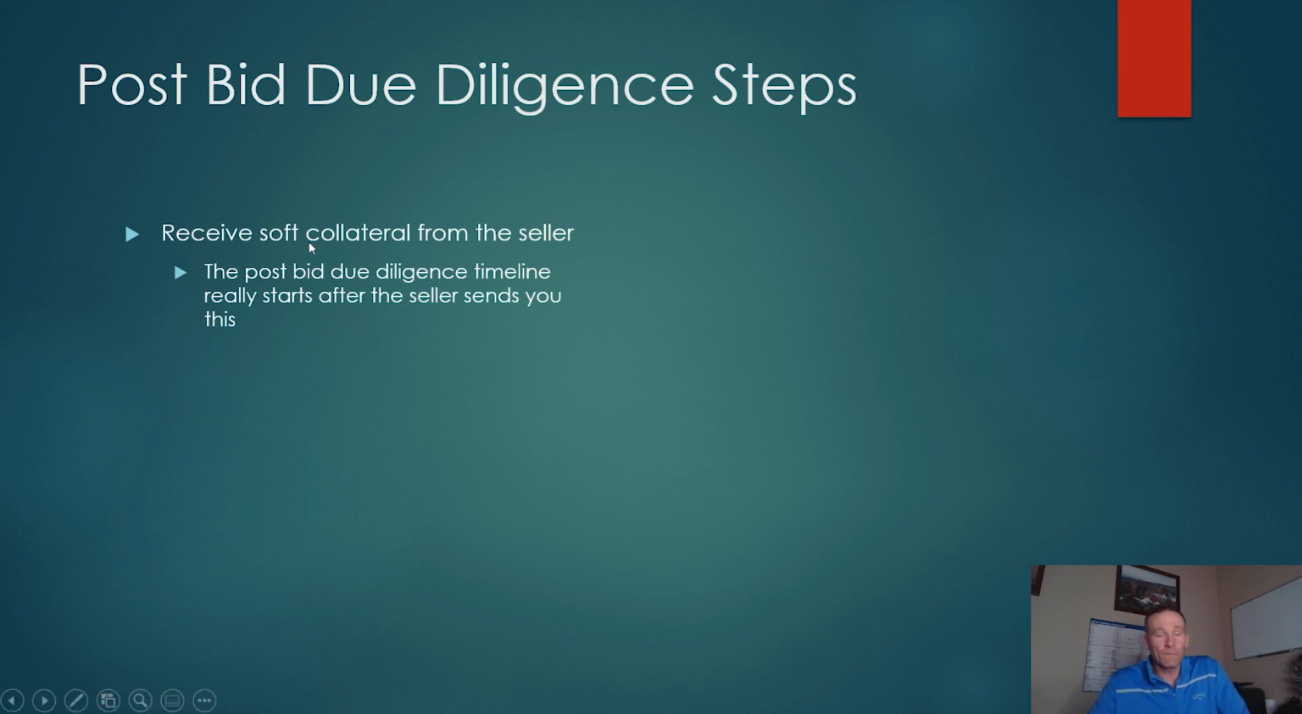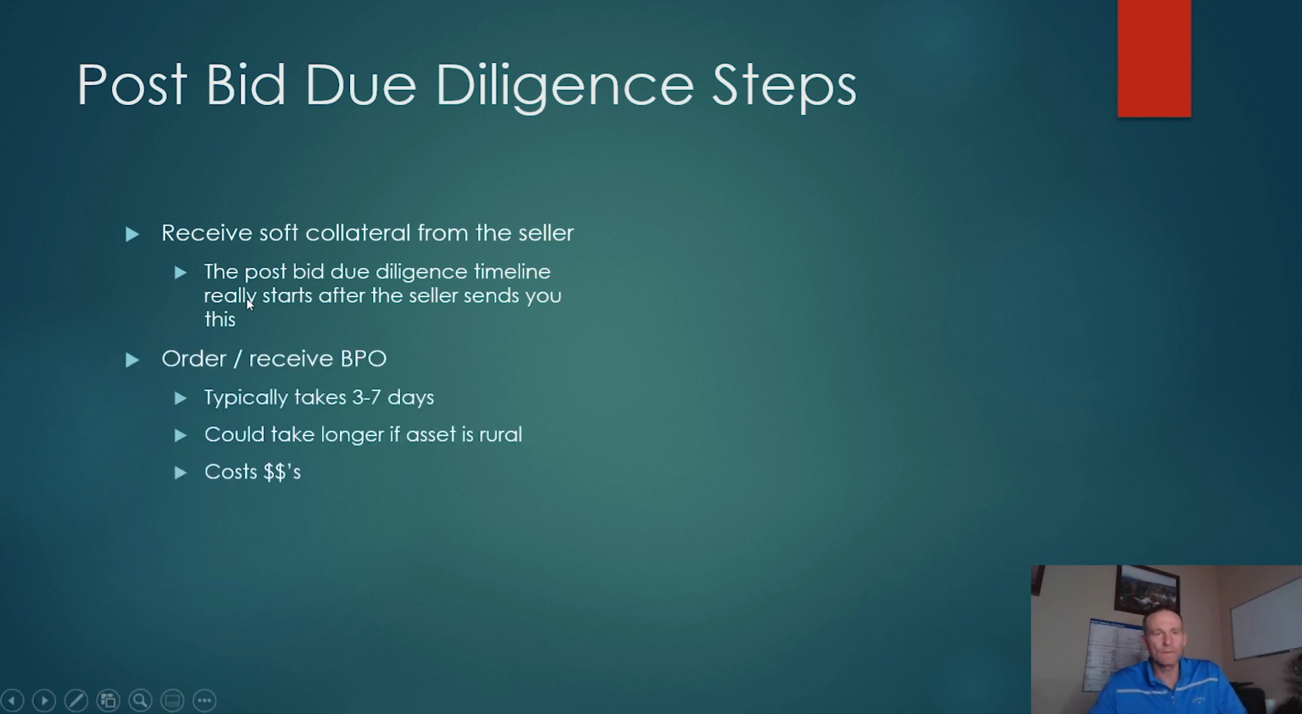So really the first step is we're going to get the soft collateral from the seller. Really, this post-bid timeline doesn't start until the seller sends you the soft collateral. If they don't send you the soft collateral right away, that's a red flag. Ideally, once they accept the bid, they should send that to you right away, same day, maybe the next day, but pretty fast. And that's really when the clock starts.